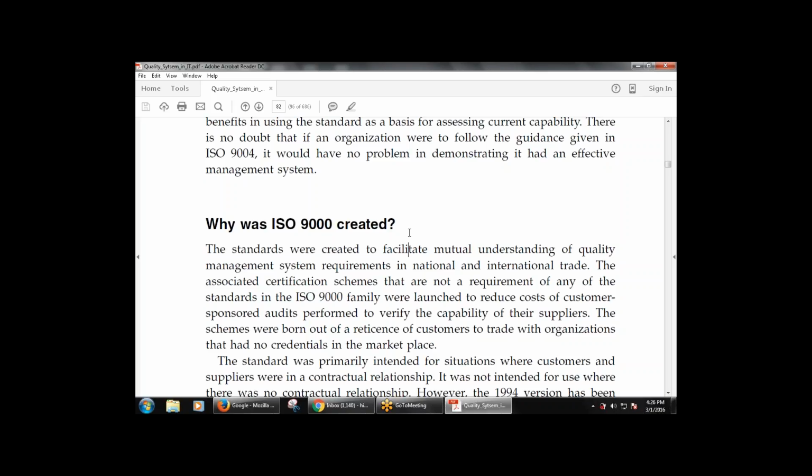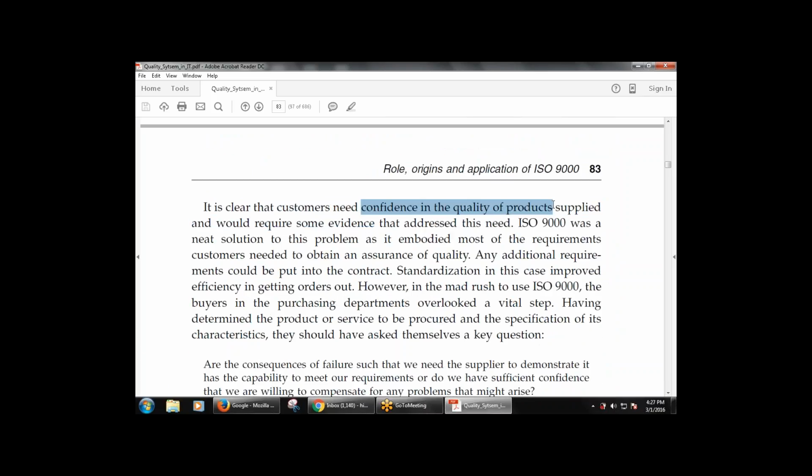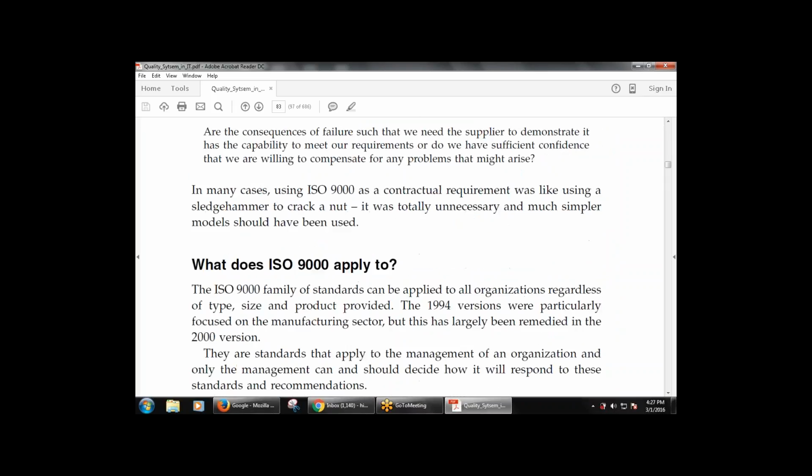And there are schemes for the requirements of the standards in the ISO 9000 family that were launched to reduce the cost of customer-sponsored audits. Whatever customer-sponsored audit is required to verify the capability of the suppliers is covered by the ISO 9000 standard. The standard was primarily intended for situations where customers and suppliers were in a contractual relationship. It is clear that the customer needs confidence in the quality of the product supplied and requires some evidence of it. ISO 9000 was a neat solution to this problem, providing assurance of quality.